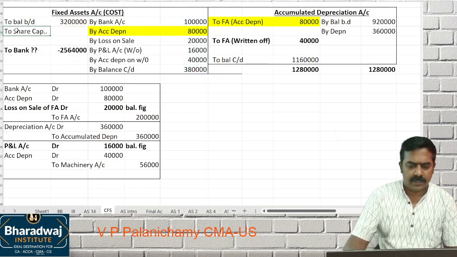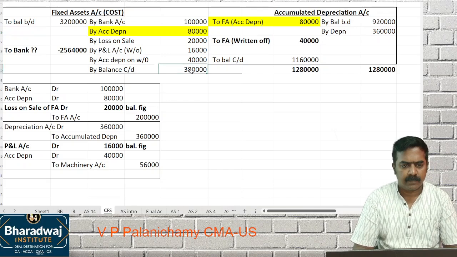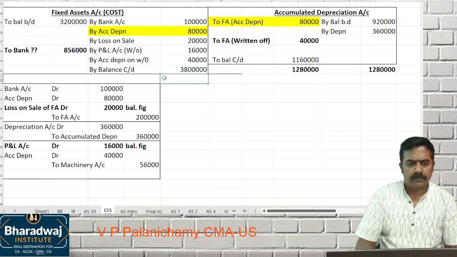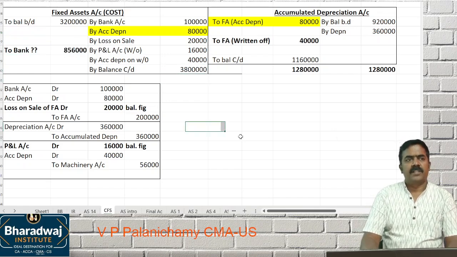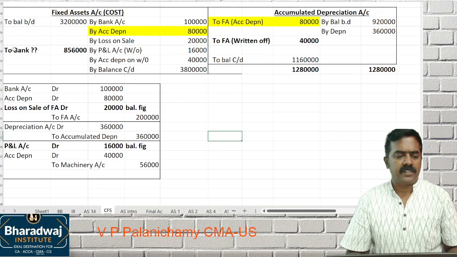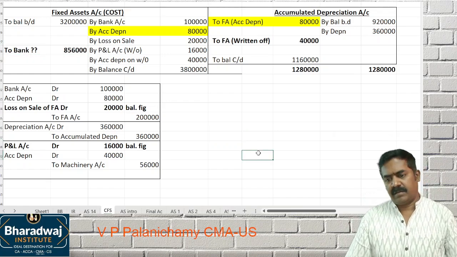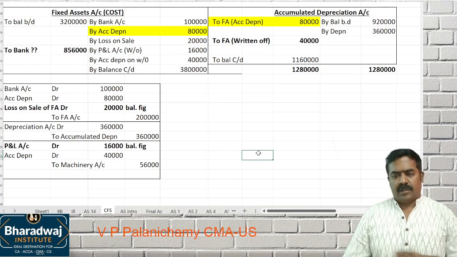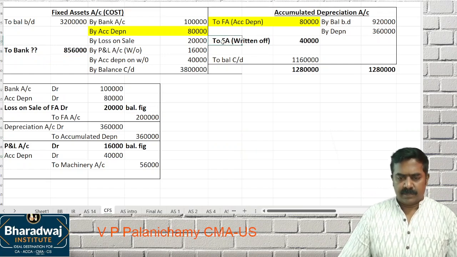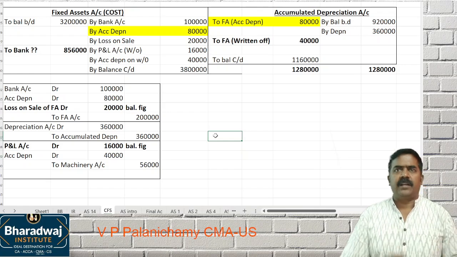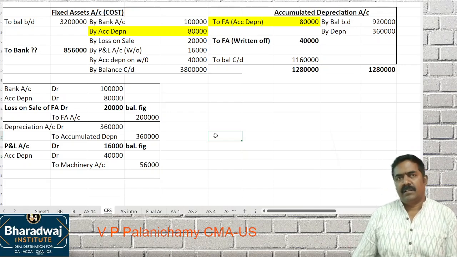Here no asset is purchased by using shares. This will come in which activity? Investment activity. This is same like what we started with the revision.